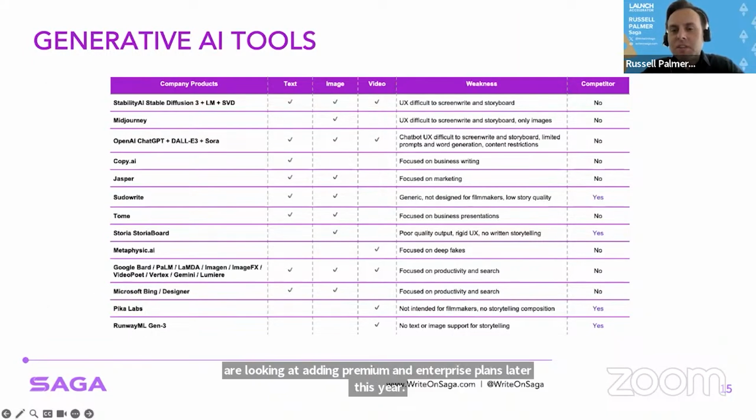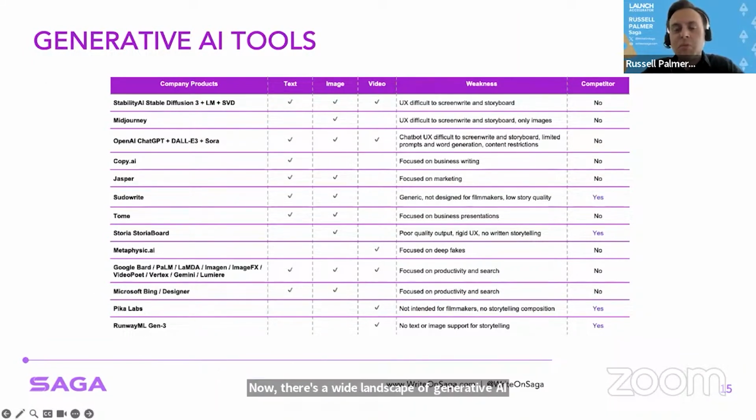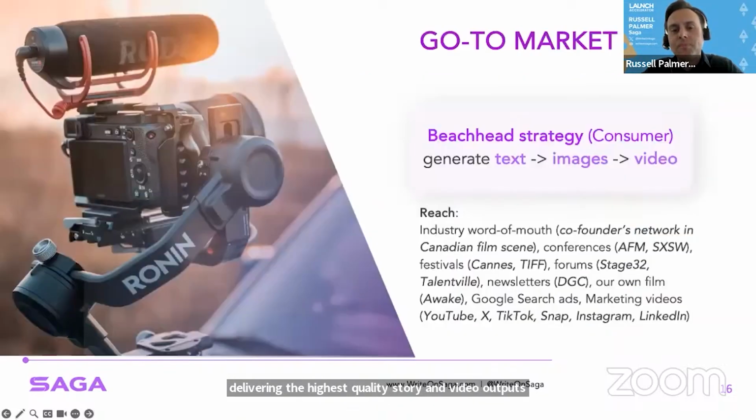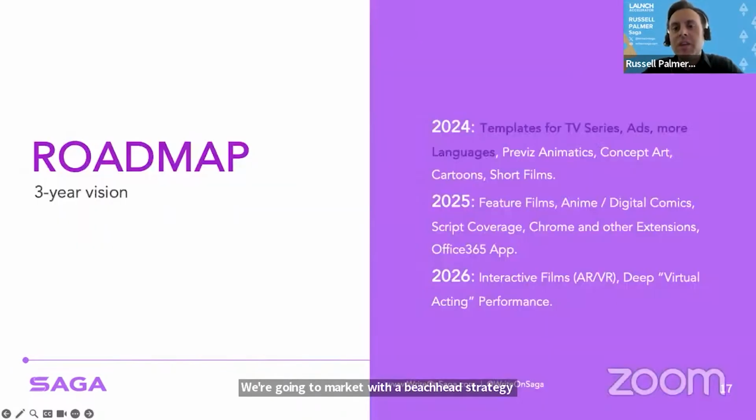Now, there's a wide landscape of generative AI tools, many of which generate text, images, or video, but we'll win because our app is tailor-made for filmmakers, delivering the highest quality story and video outputs using the best AI models available. We're going to market with a beachhead strategy, targeting consumers first, generating text and images, working on video generation next. We also plan to add more templates for television and advertising production with more languages for film markets around the world.